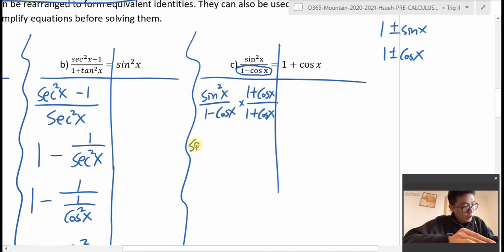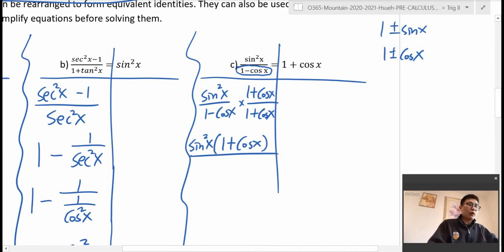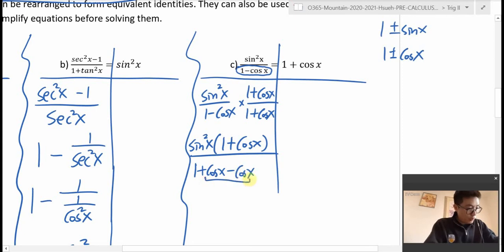In the numerator, I would not expand this. I would just keep it as it is. Now in the denominator, this is the difference of squares. If you expand this, you get 1 times 1, which is 1. 1 times cosine is positive cosine. Negative cosine times 1 is negative cosine x. Notice how these two are the same except negative of each other, so they will cancel out. That's why we multiply by the conjugate, so we can get rid of the middle terms.